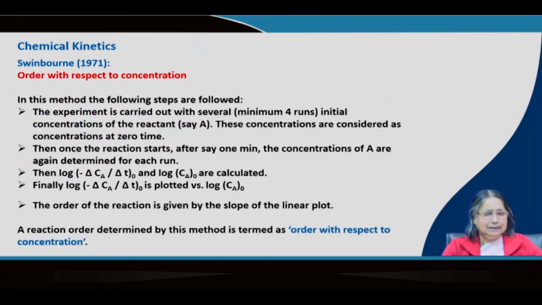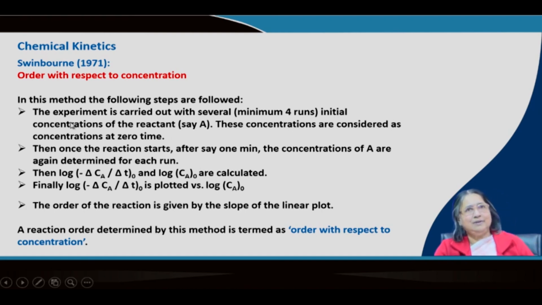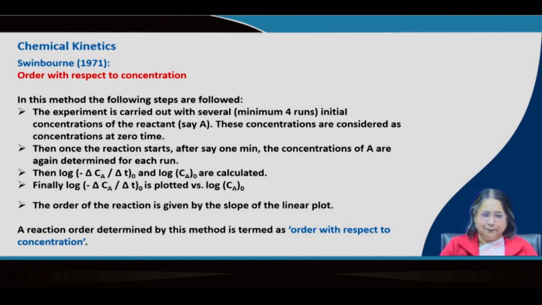Now, the other method was explained by the same person, Swinburne, 1971. This is the order with respect to concentration. Here the experiment is carried out with several runs, minimum 4 runs, because to get a straight line we need a minimum number of points. He has varied the initial concentrations, so 4 different experiments with different initial concentrations of A.